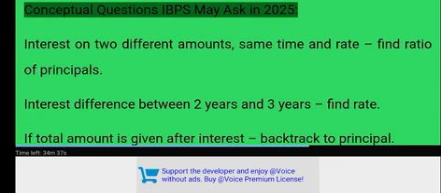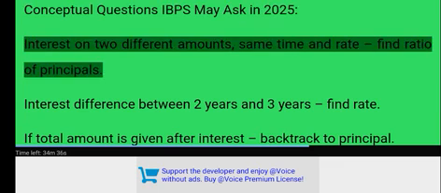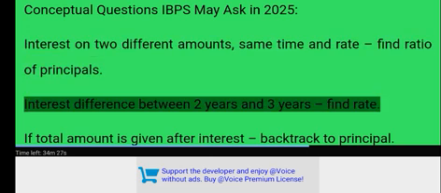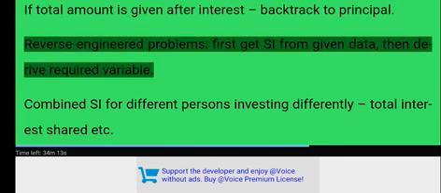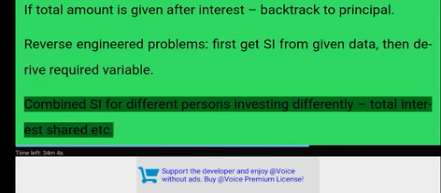Conceptual questions IBPS may ask in 2025. Interest on two different amounts, same time and rate, find the ratio of principals. Interest difference between 2 years and 3 years, find the rate. If the total amount is given after interest, backtrack to the principal. Reverse engineered problems: first get SI from given data, then derive the required variable. Combined SI for different persons investing differently, total interest shared, etc.